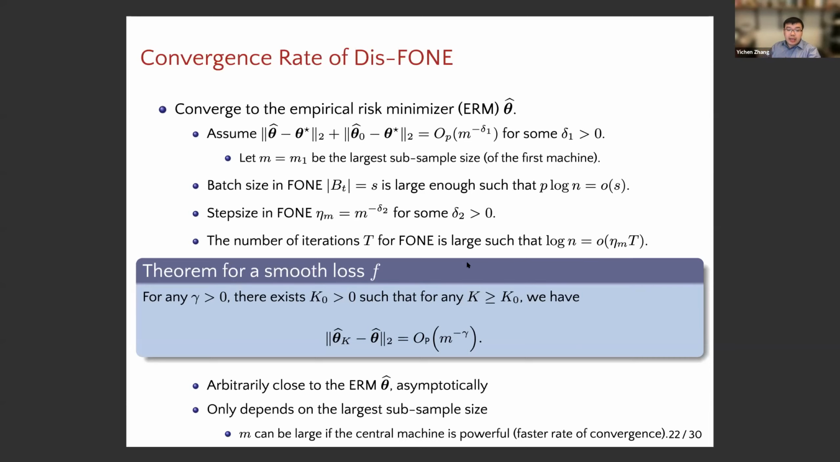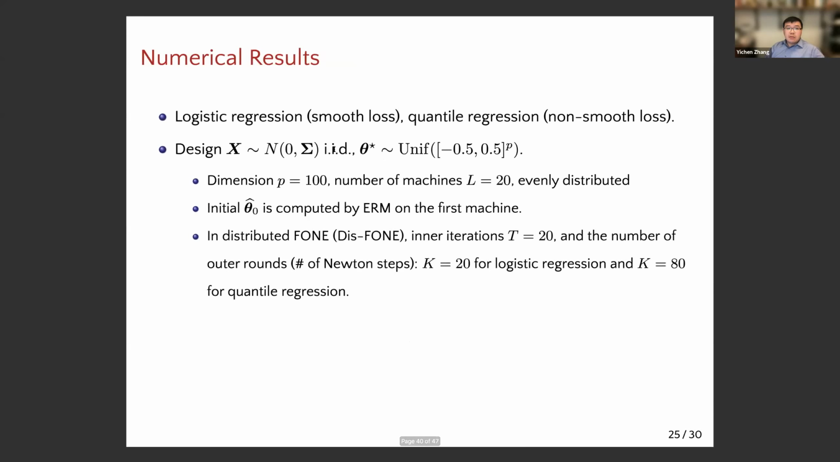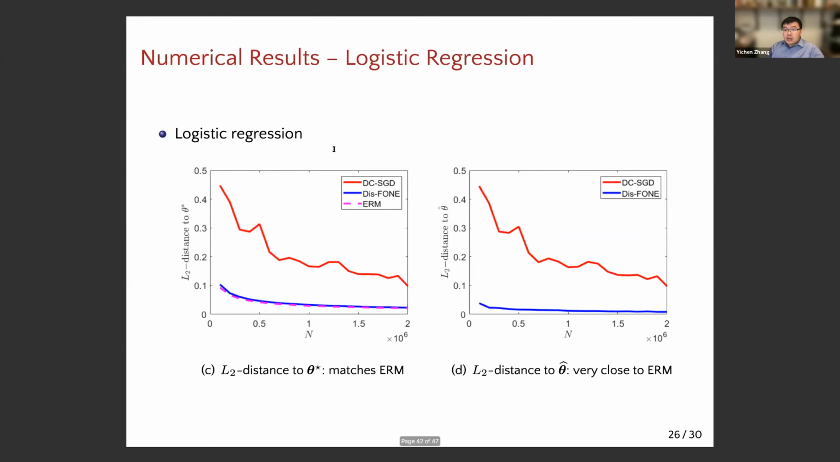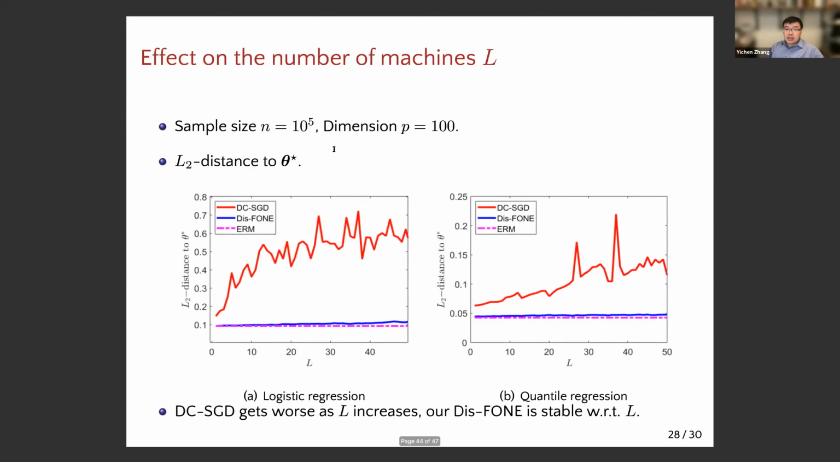But that's for the smooth loss function, and we also have the result for non-smooth loss function. But non-smooth loss function is a little more complicated. Finishing very quickly. As we said, our method is also able to create an estimator for the sigma inverse W, so it is also suitable for the inference procedure. I'll skip some numerical results. Basically, these numerical results are to support that our methods work in empirical experiments.